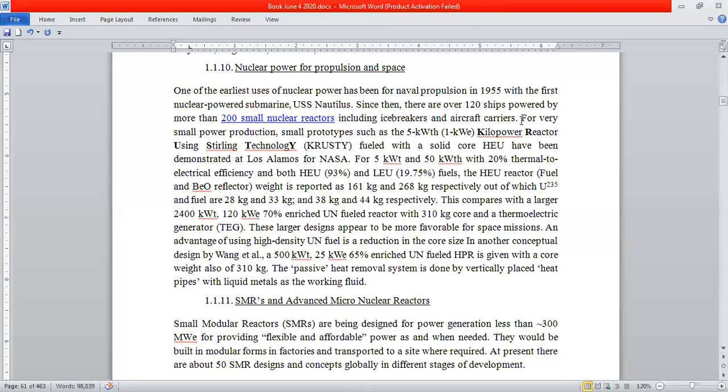Was it ever a planet like Earth? Can humans go and live on Mars? So for such applications, very small prototypes are being developed. Now, one such by Los Alamos for NASA is a 5 kilowatt thermal. So that's about 1 kilowatt electric. So 20% efficiency. It's called the Krusty Kilopower Reactor using Stirling technology.